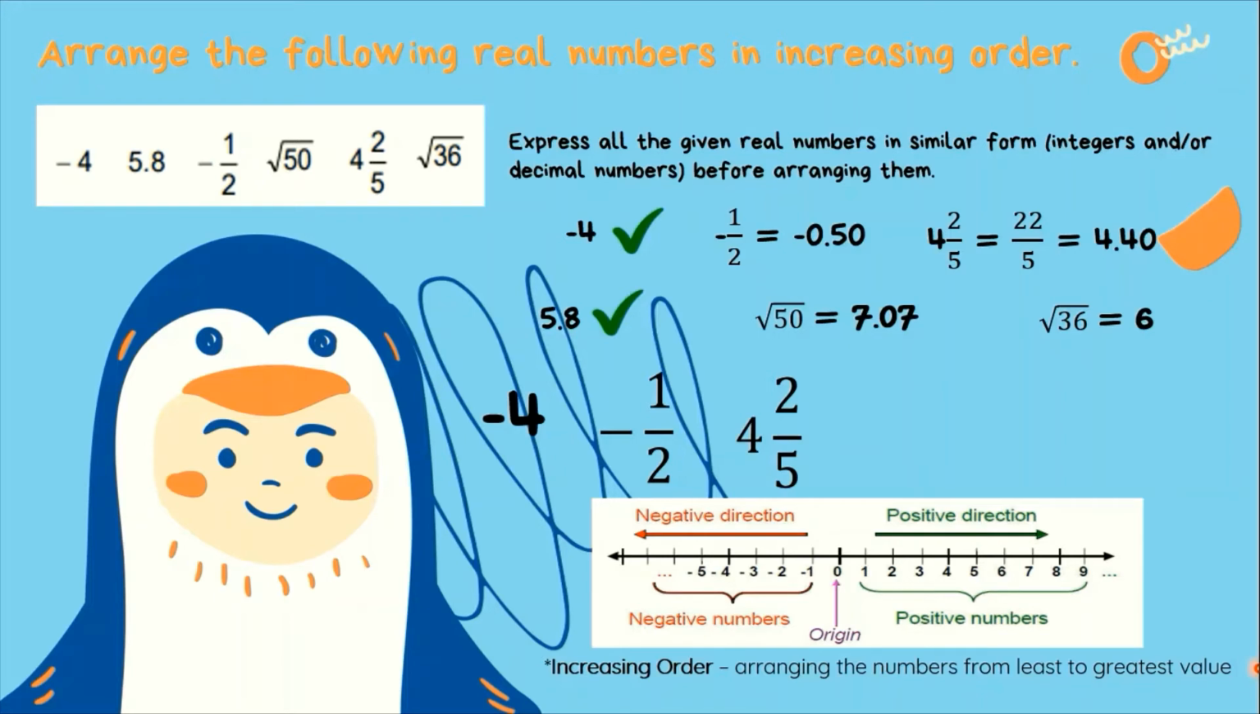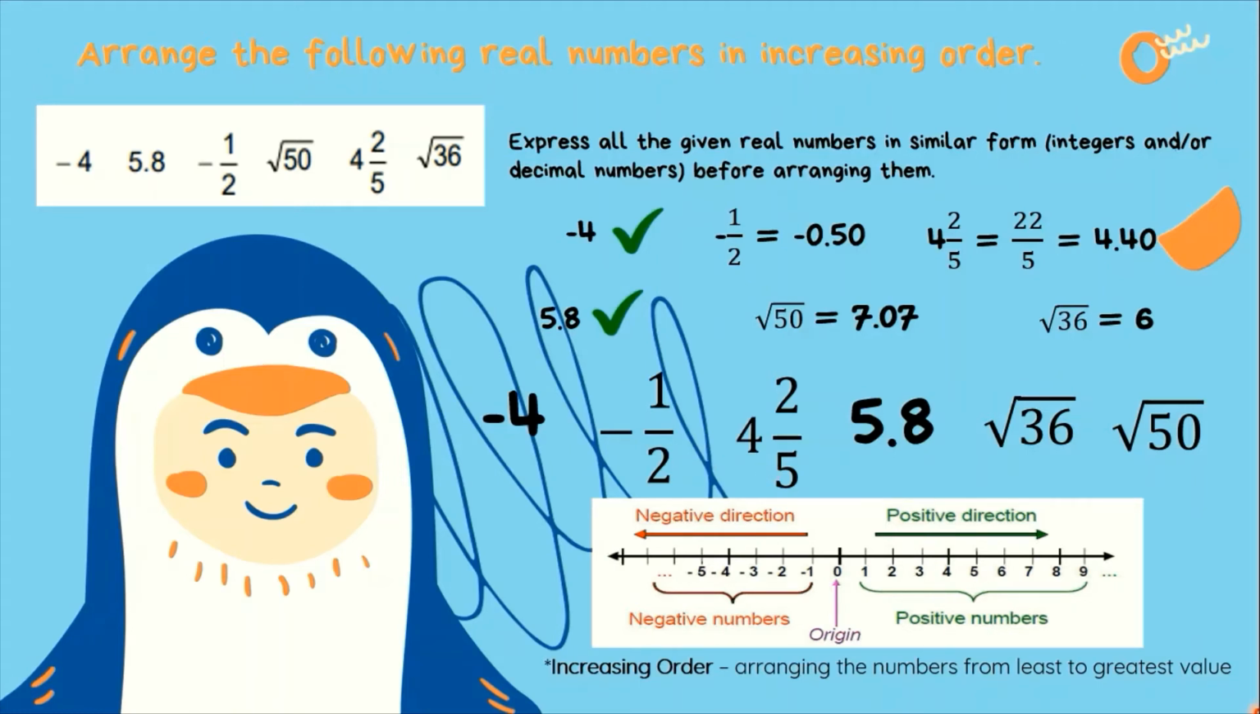Next to 4 and 2/5 ay si 5.8. Sumunod kay 5.8 ay si square root of 36 dahil ang value ni square root of 36 ay 6 lamang. Among these 6 real numbers, ang ating greatest number ay si square root of 50 dahil ang kanyang approximate value ay 7.07 which is a positive. Ganyan natin mga bata kung paano inaayos ang real numbers into increasing order.